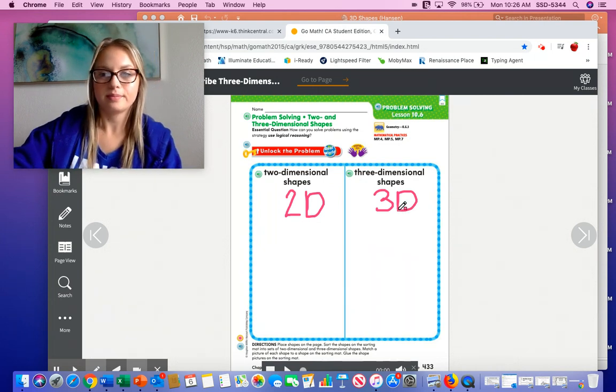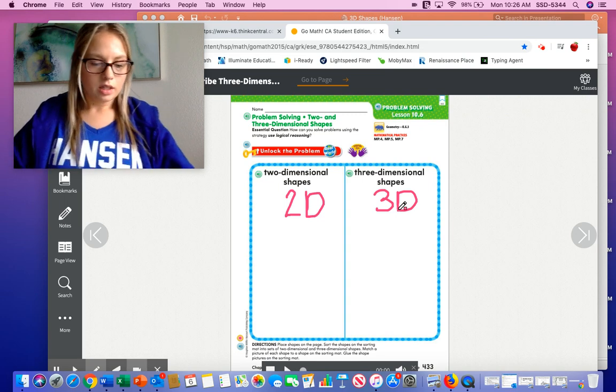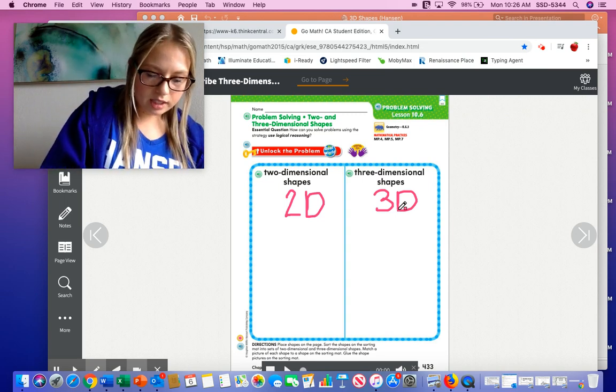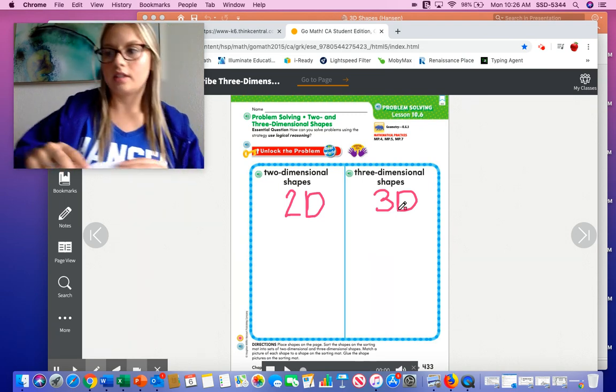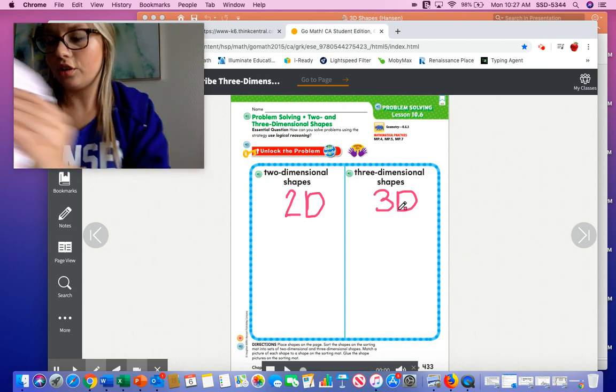All right. Okay, I'm going to show you a shape and you're going to tell me if it is 2D or if it is 3D. Here we go. First shape.